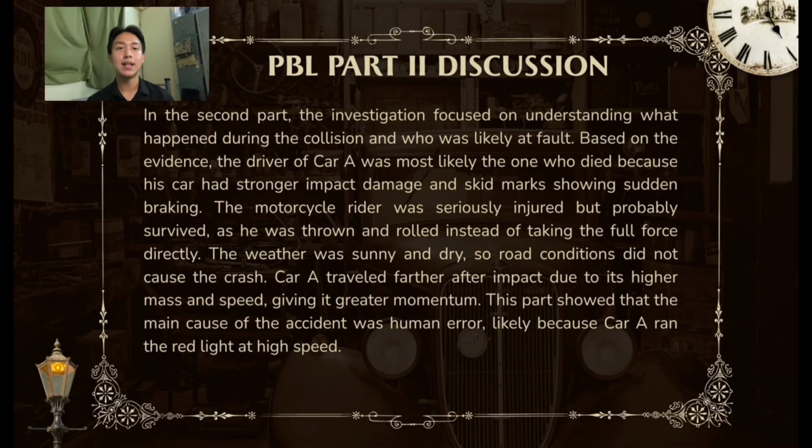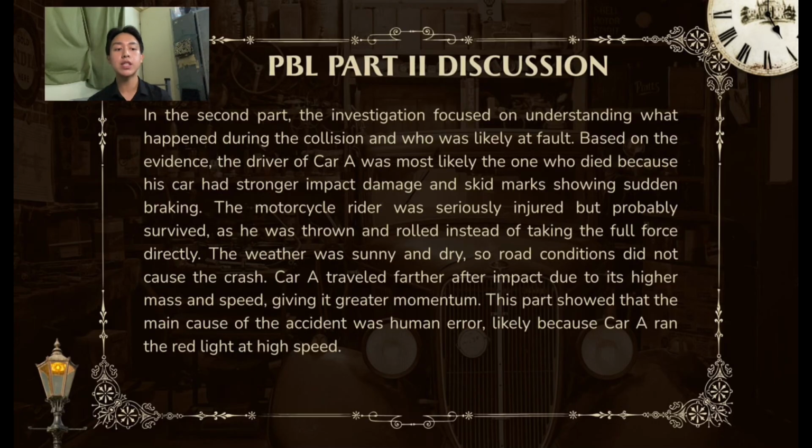And now, let's move on to the second part of the discussion. In part 2, we analyze the evidence to understand what actually happened during the collision and who was likely responsible. From the data, it was concluded that the driver of car A probably died because his car had severe front left damage and clear skid marks, which suggests sudden braking and a strong impact.